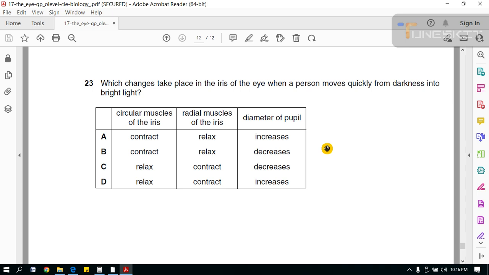You have to start from the diameter of the pupil, because the diameter of the pupil decreases when you are suddenly exposed to the bright light. When the diameter of the pupil decreases, how will it decrease? Because of the contraction of the circular muscles, right? So in this case option B is correct, because circular muscles of the iris contracted and the radial muscles of the iris relaxed when the diameter of the pupil decreases. So option B is correct.